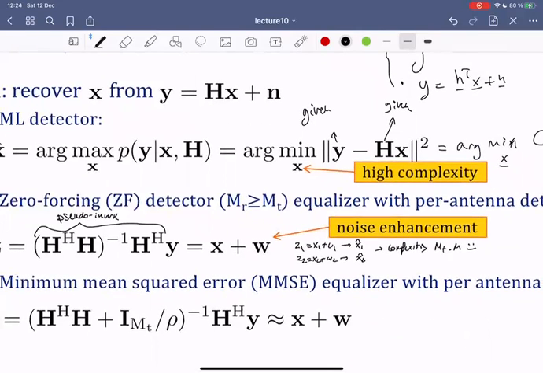The problem now is with this noise. It is possible that when the matrix is not well conditioned, this inverse is very, very large, and we'll see an example of this soon. Then this noise will be extremely large, and this is called noise enhancement. So this tends to work very poorly when the channel is not well conditioned. When H Hermitian H is not really full rank, this inverse will explode and then your noise will explode.